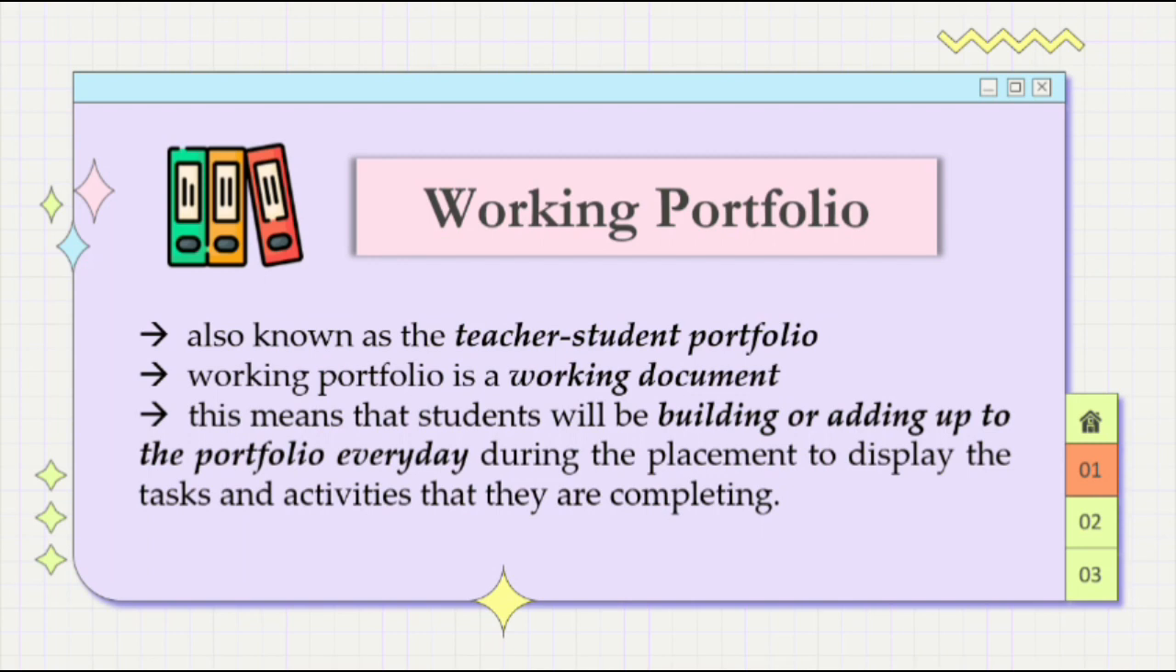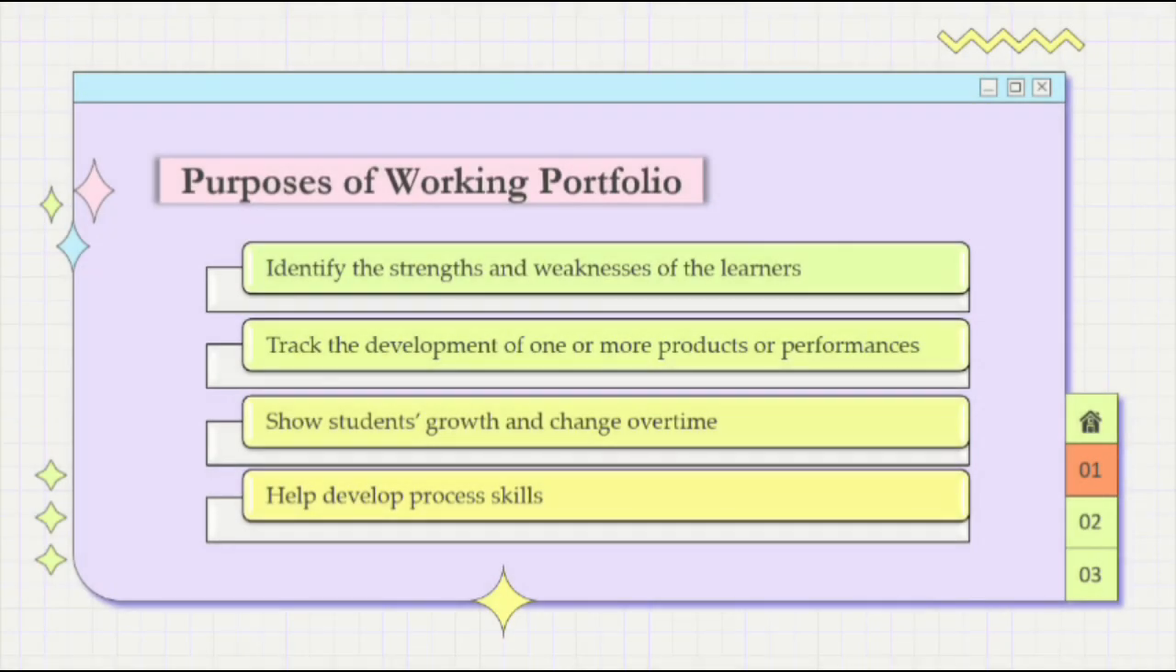From such explanation, we can infer that a working portfolio can include the following purposes. First, it could identify the strengths and weaknesses of the learners. Second, it could track the development of one or more products or performances. Third, it could also show their growth or change in performance over time. And lastly, it could also help develop process skills.